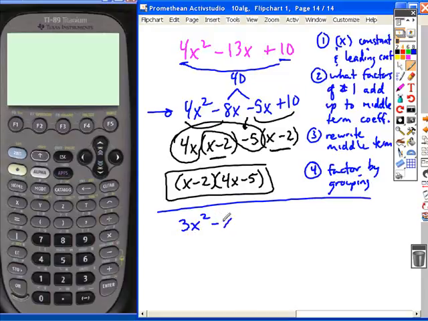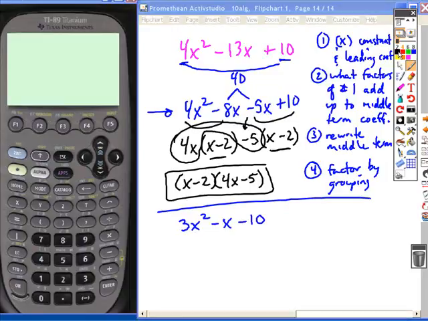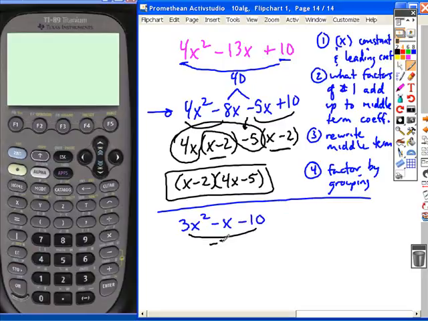3x squared minus x minus 10, and it asks you to factor this. Okay, step 1, you're going to multiply the constant times the leading coefficient. So what's 3 times negative 10? Negative 30. What two factors of negative 30 have a sum of this middle term's coefficient?